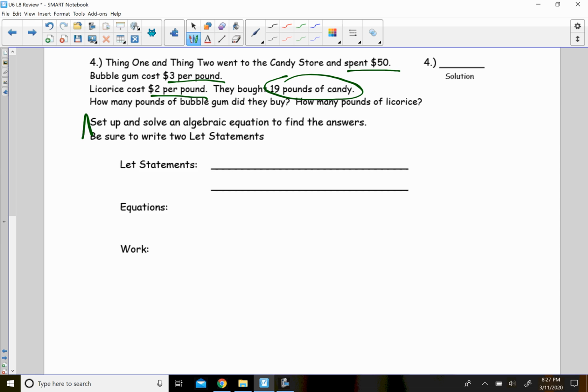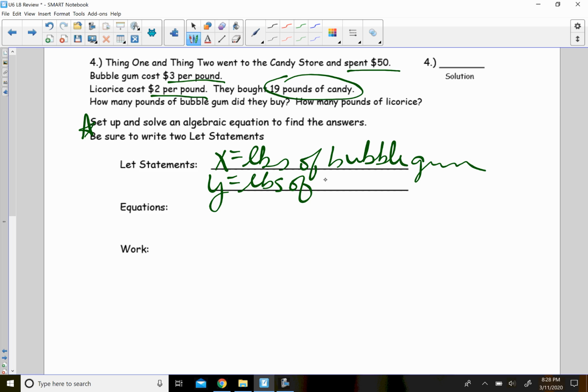So set up and solve an algebraic expression. We're not guessing and checking. You have to use elimination here. So be sure to write two let statements. I'm going to start with x as my first variable, and it represents the pounds of bubble gum that thing 1 and thing 2 were buying. And then y is going to represent the pounds of licorice that they buy.